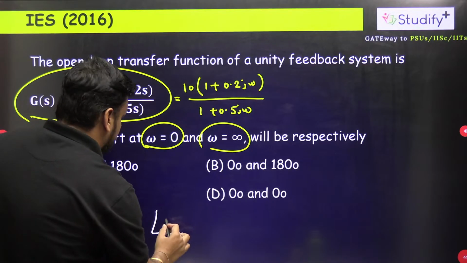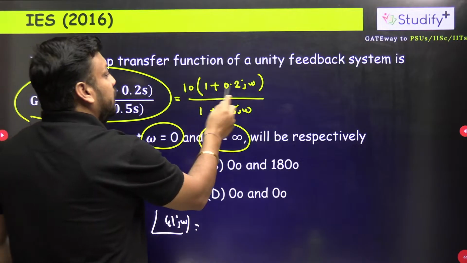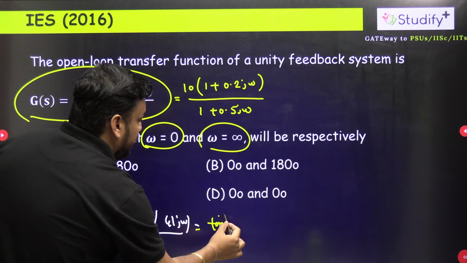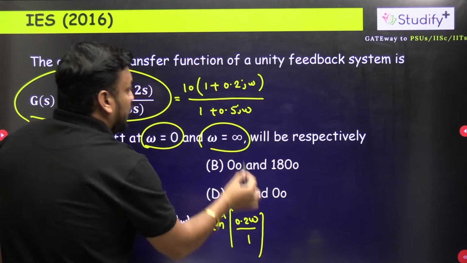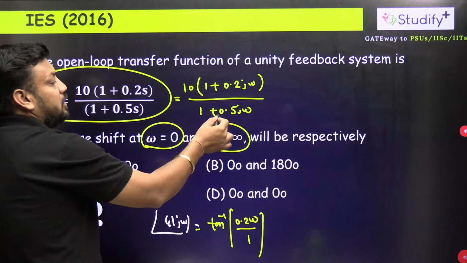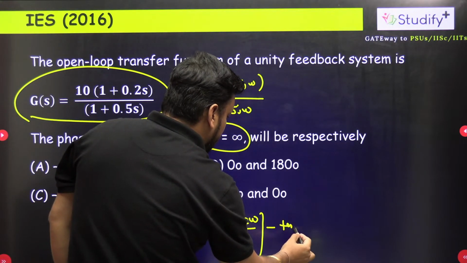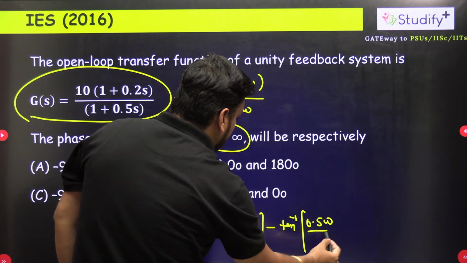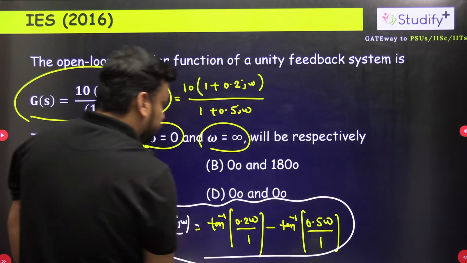Yes, sir. Angle of G(j omega). The angle of the constant is 0 only, and here both signs are positive, so the angle is plus tan inverse (0.2 omega / 1). And here this term's angle is tan inverse 0.5 omega. When you shift it to the numerator, it will become negative. So minus tan inverse (0.5 omega / 1). Is this clear?